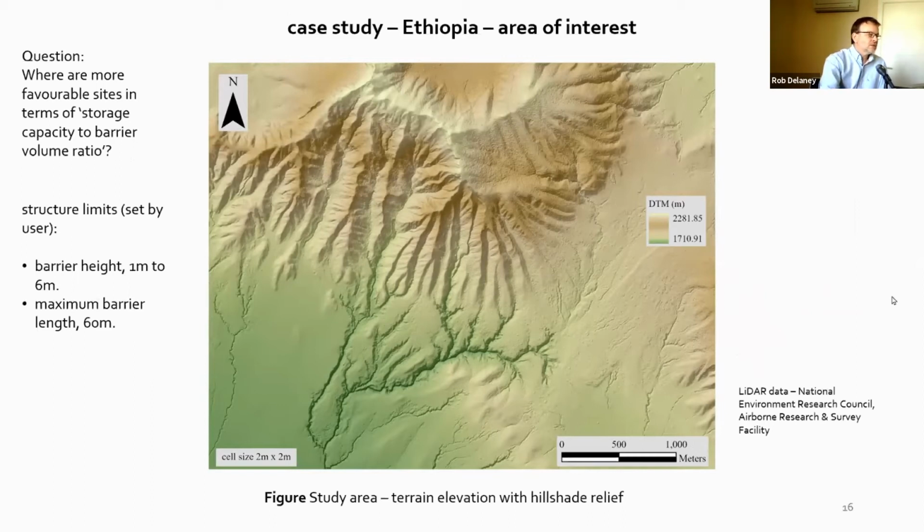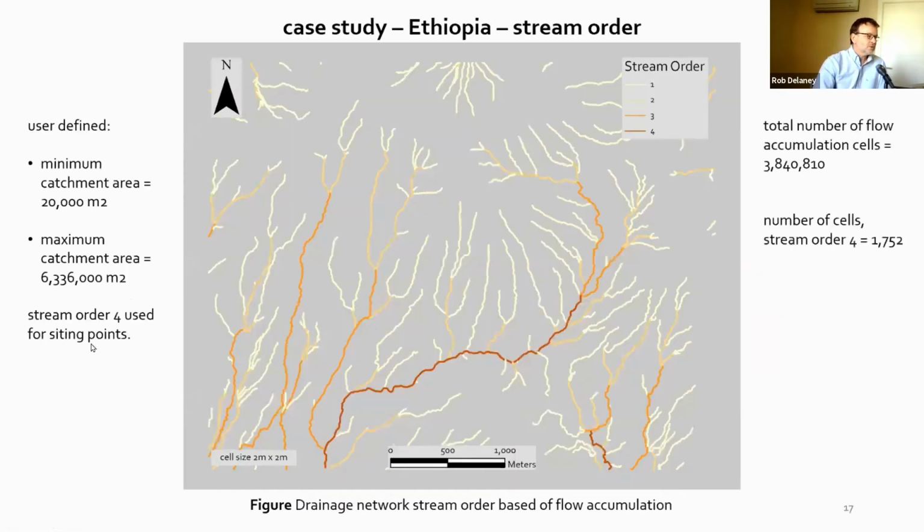So we were asking ourselves, within this area of interest, where are the best sites for a particular dam? So we'd like to look for a dam between 1 meter and 6 meters in height, but no greater in length than 60 meters. So we put this into the model. We also defined the catchment area at any one site, minimum and maximum catchment areas, and it produces a stream order map of the site.